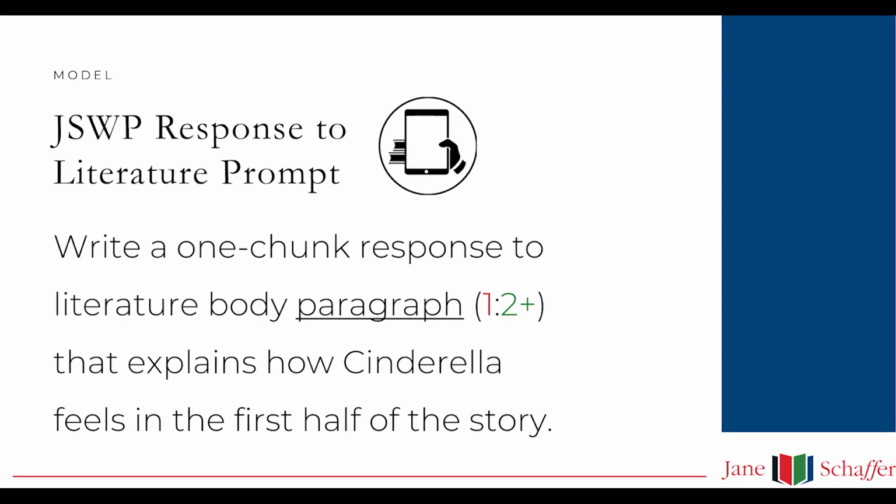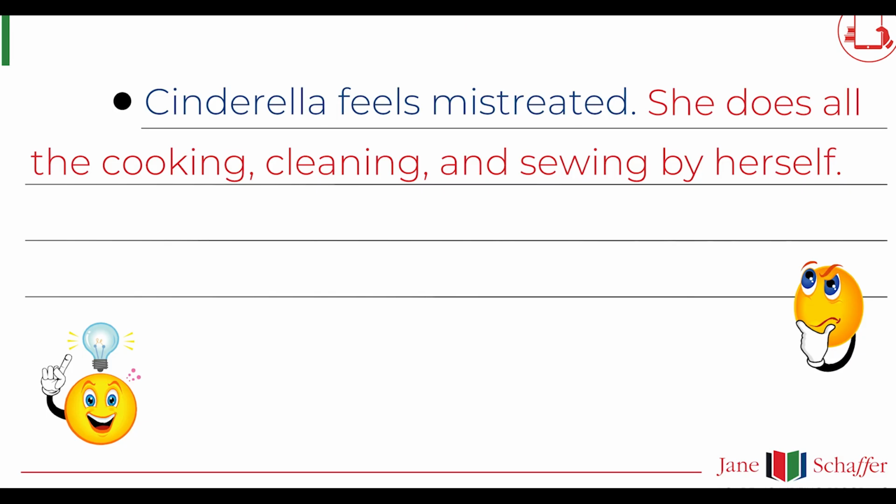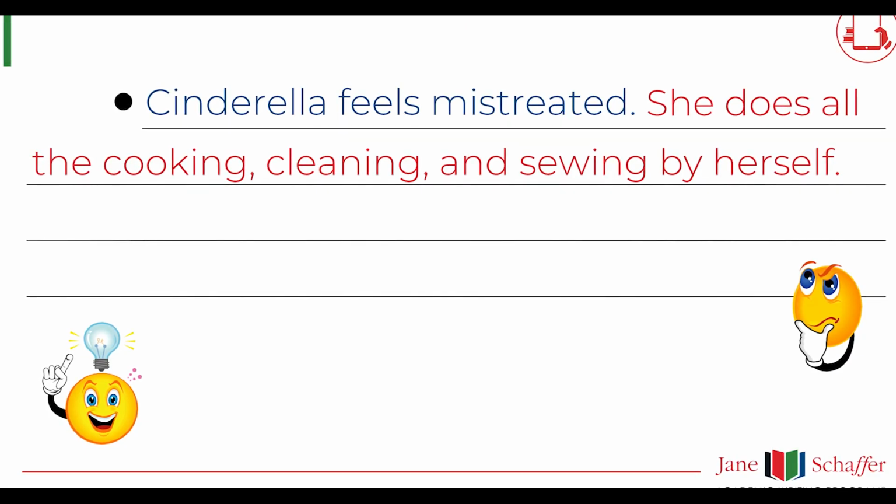Write a one-chunk response to literature body paragraph, 1 to 2 plus, that explains how Cinderella feels in the first half of the story. Please pick up your green pen. Remember, for those students with color vision impairment, you should label their green pens or teach them to draw the CM shape, a circle. We chose a circle because it symbolizes wholeness and completeness of thought. With our TS and CD written, the student must deliberate over the deeper meaning of the text.